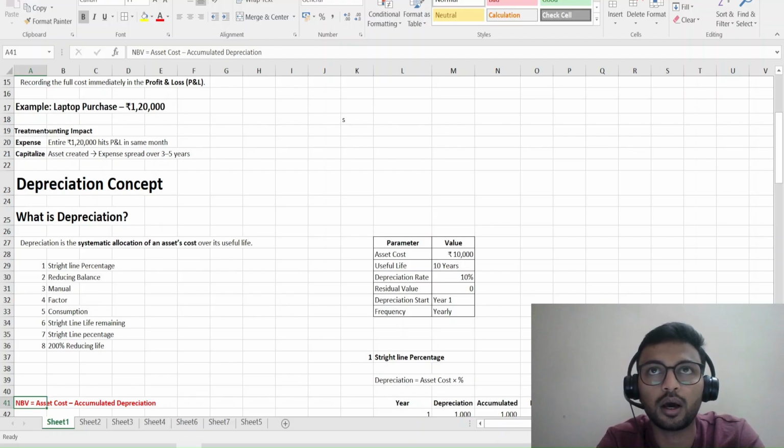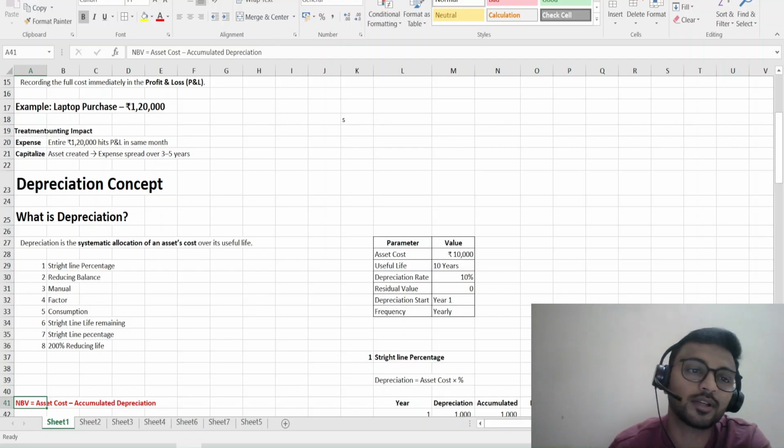Then I will try to cover one or two more videos, like consumption based depreciation and how it will work in the system, and how we will migrate the fixed asset. So generally I'm planning to upload 7 videos for this particular fixed asset module.